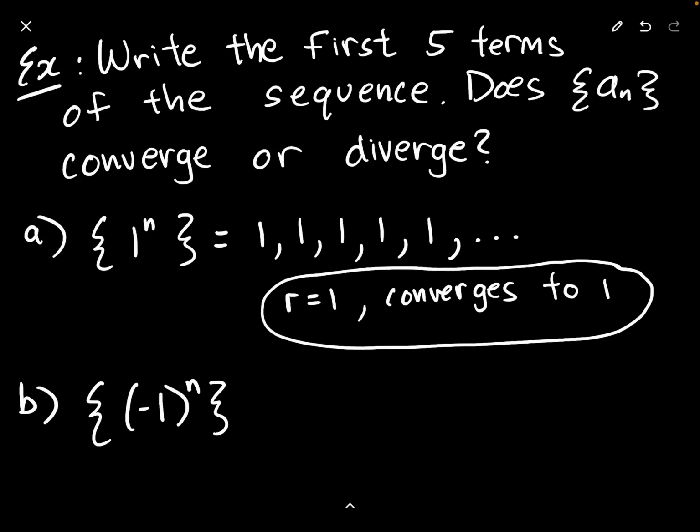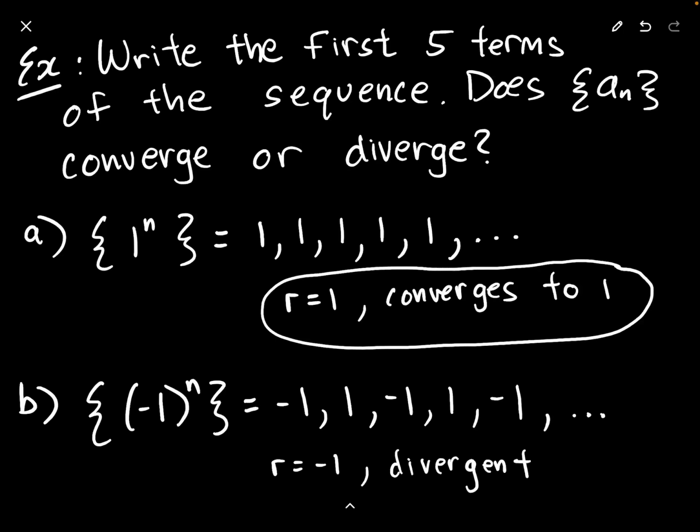Next we have the sequence (-1)^n. So when n is 1, it's -1. When n is 2, we have (-1) squared, so it's 1. And here we see that the sequence keeps oscillating between positive 1 and negative 1. So the limit does not exist and the sequence diverges. So for this geometric sequence, r is equal to -1, and the terms are always oscillating between -1 and 1. So the sequence is divergent.